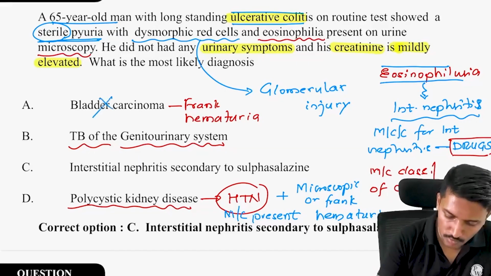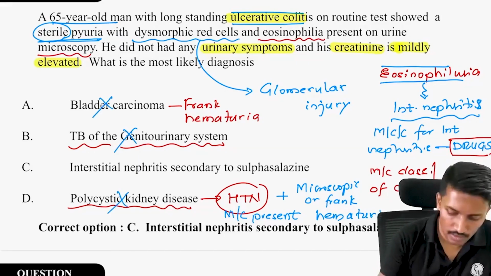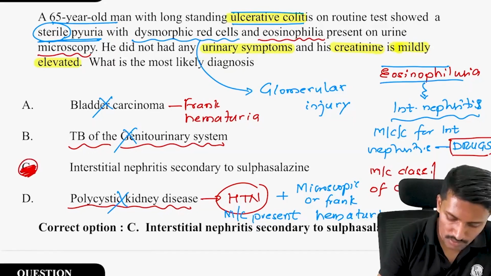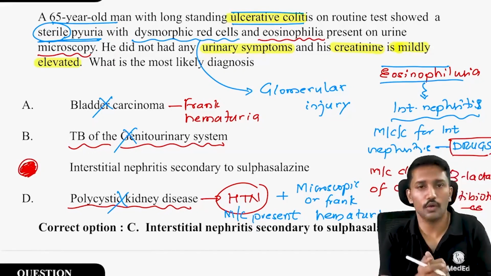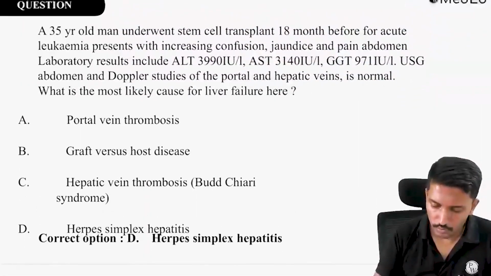So it is not a case of bladder carcinoma, it is not a case of TB, it is not a case of polycystic kidney disease. The whole picture fits into the typical description of interstitial nephritis. So I will go ahead with option C as the answer here. Okay. Now we will move to the next one.